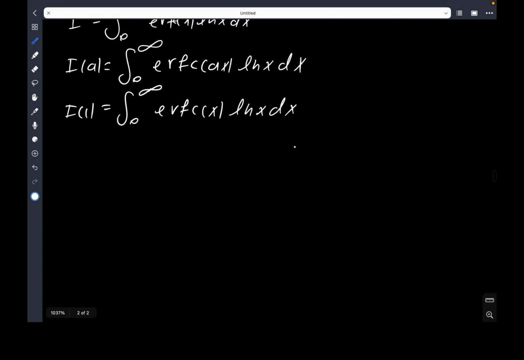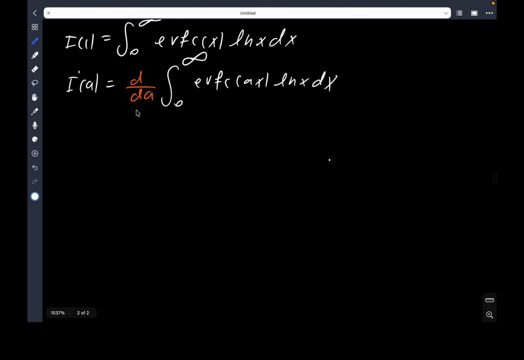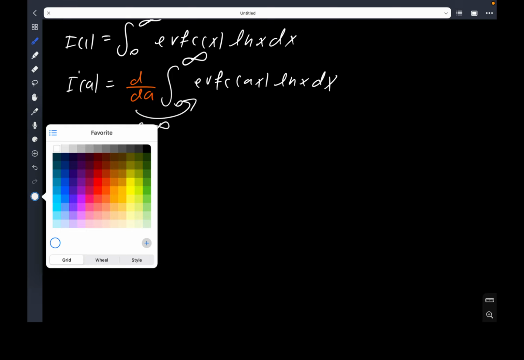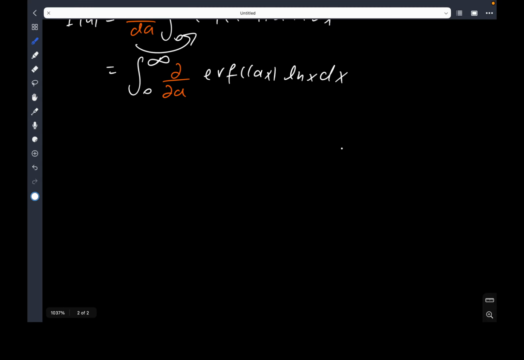So let's differentiate I prime of a by taking a total derivative of the integral from 0 to infinity of erf of ax ln x dx. This is going to move inside, and it makes the derivative a partial derivative according to the Leibniz integration rule. Since we're taking a partial derivative, the other factors are constants, and just this is the thing we should take a derivative of.